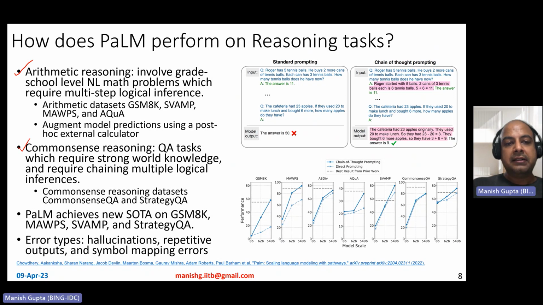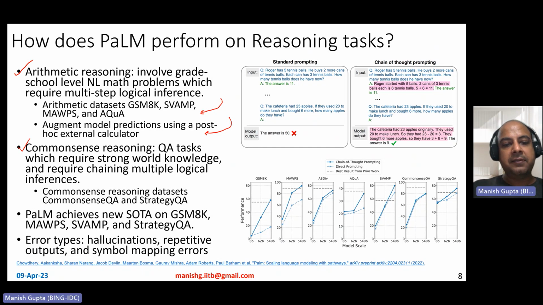They tried several arithmetic data sets, these ones, GSM 8K, which is very popular, and so on, right? So they augment the model predictions using a post hoc external calculator as well, which is also very common, so as to solve these mathematical problems.